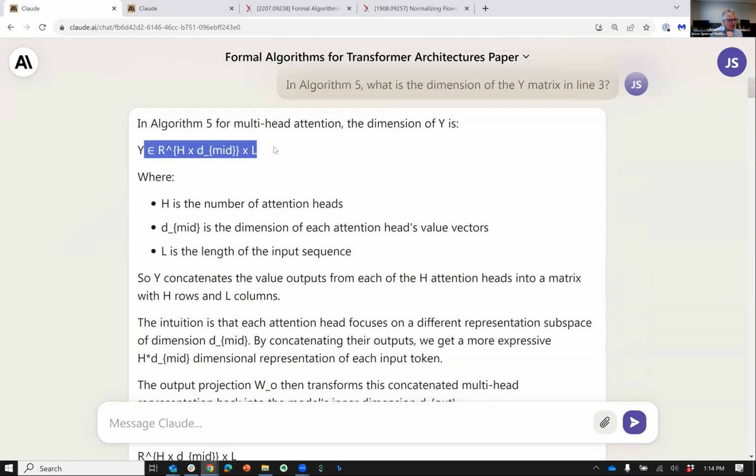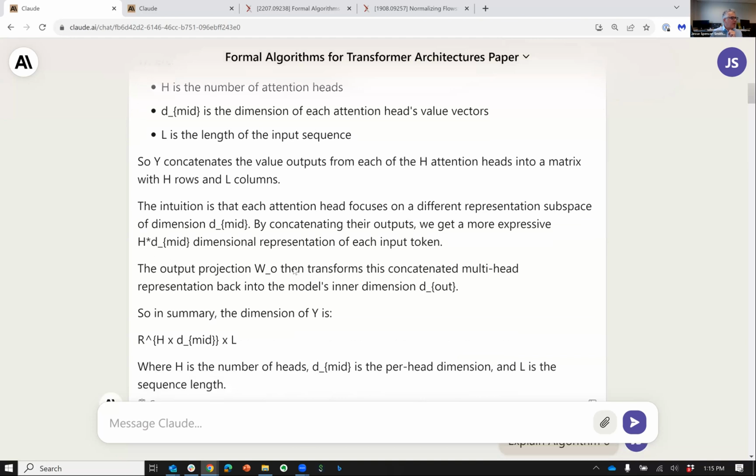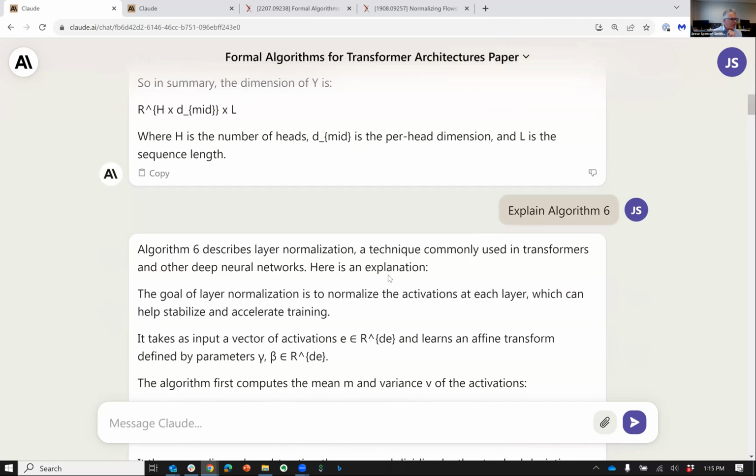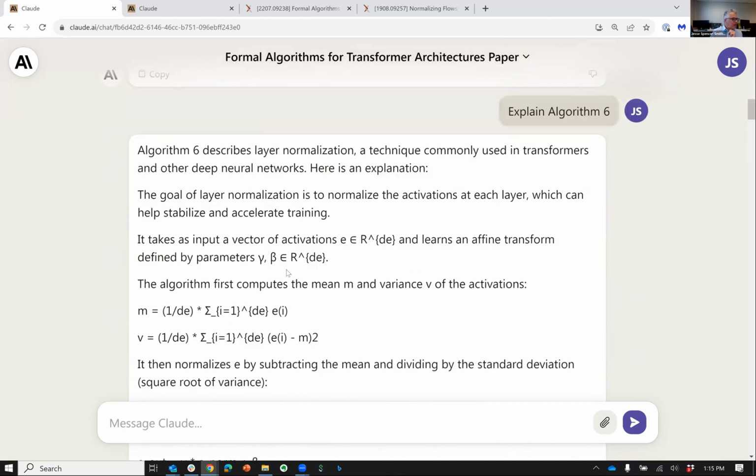And the interesting thing is it had to figure this out. It wasn't written exactly right there. And then it tells me what the different things are and explains what's going on. Here's the dimensionality, here's how it came up with it. I can even do things like ask it to explain this algorithm, and it will describe what's going on.